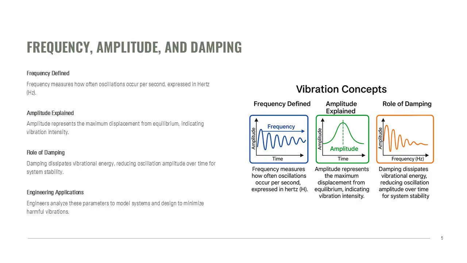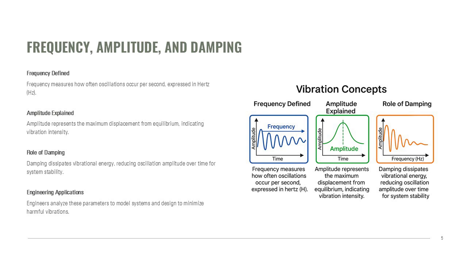Understanding vibration requires familiarity with key parameters: frequency, amplitude, and damping. Frequency refers to how often a system oscillates per unit time, typically measured in hertz. Amplitude indicates the magnitude of displacement from the equilibrium position, reflecting the intensity of vibration. Damping is the mechanism that dissipates energy, reducing vibration over time. These parameters interact to define the dynamic behavior of mechanical systems.